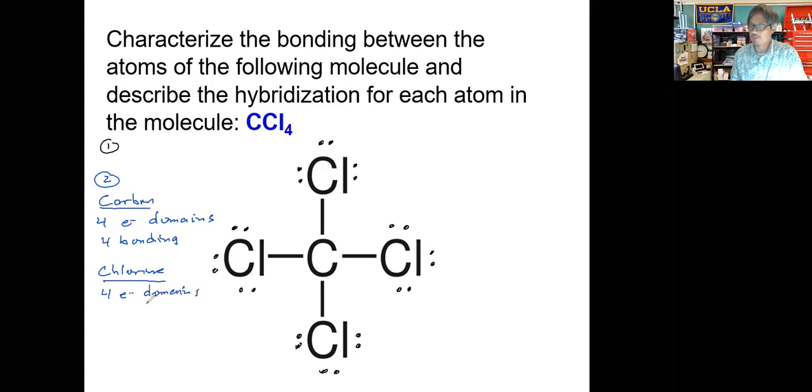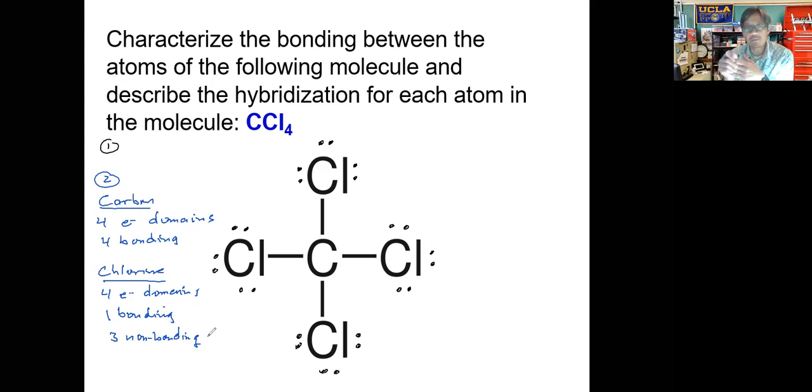Okay, and for the chlorine then we have 1 bonding and 3 non-bonding electron domains. So what we're doing here is that we can characterize the molecule not only in terms of the central atom, which is what we have been doing, and that's what you should continue to do, but we can also characterize the atom in terms of the periphery atoms, the peripheral atoms, the atoms that are not in the center.